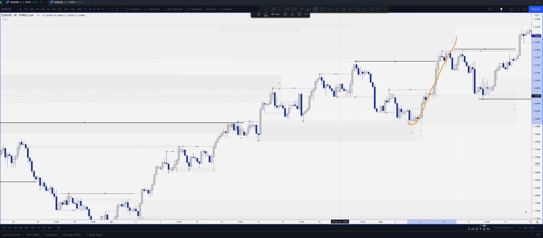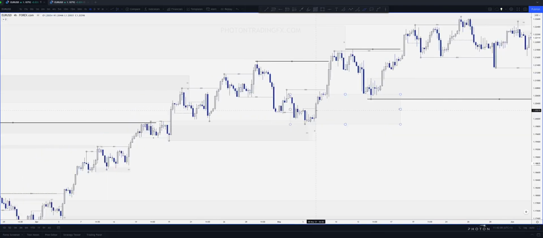Because remember, the 4-hour switched bearish here, but this was just a daily pullback in a strong bullish trend. So what's happening is the daily is pulling back, sweeping liquidity, and picking up some more orders within the demand zone, and then we have loads of liquidity to target to the upside, right? So on and so forth.